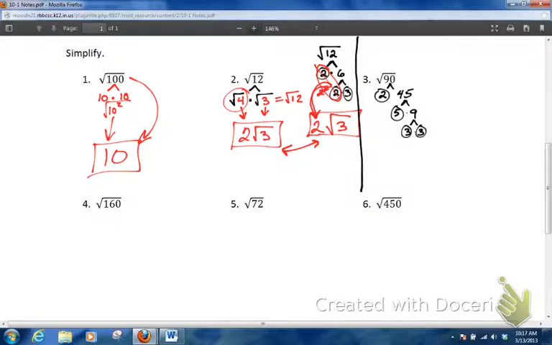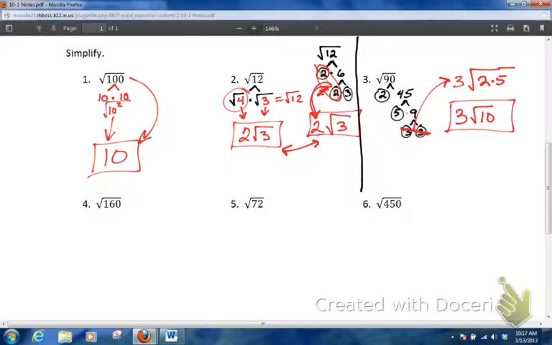So again, what you're doing here is you're looking for pairs. Well, here's a pair of 3s, 3 and 3. 3 and 3 is 3 squared, or 9, and the square root of 9 is 3. So this pair of 3s comes outside the radical as just a 3. The 2 and the 5 did not have pairs, so they stay on the inside. They do get multiplied, so you end up here with 3 root 10 as your final answer.